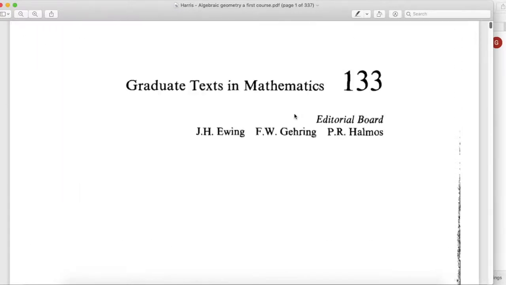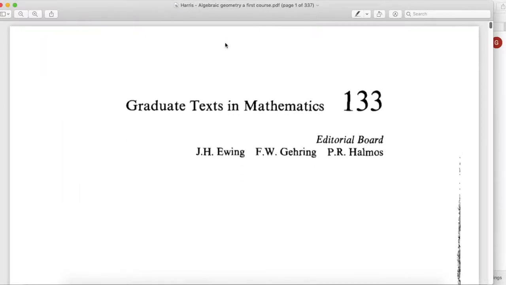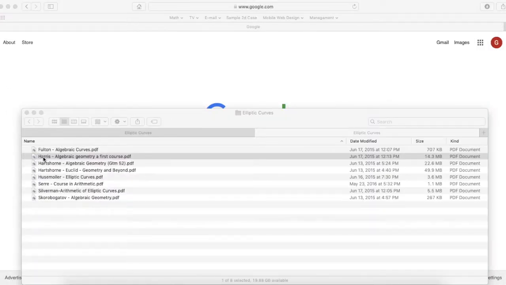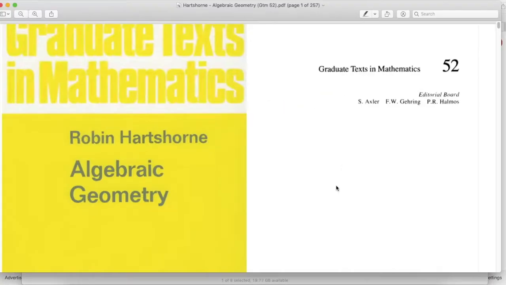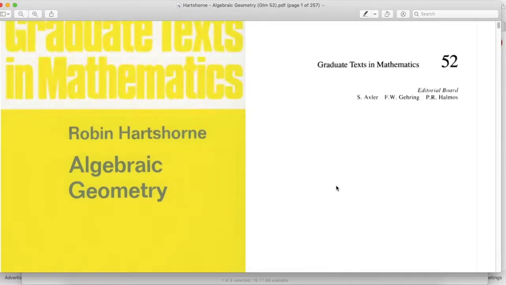But this is a graduate text. The other one started as an undergraduate text. I think that one might be better, but this is definitely a good one too. Next, another graduate text.